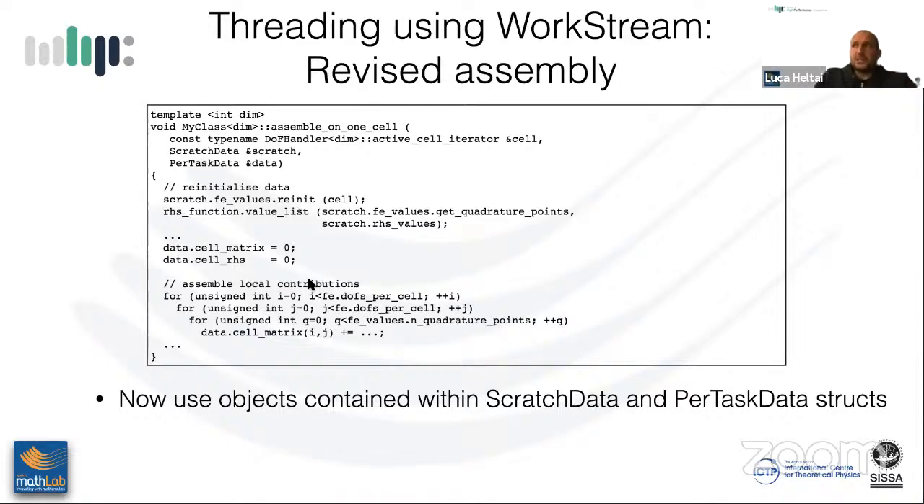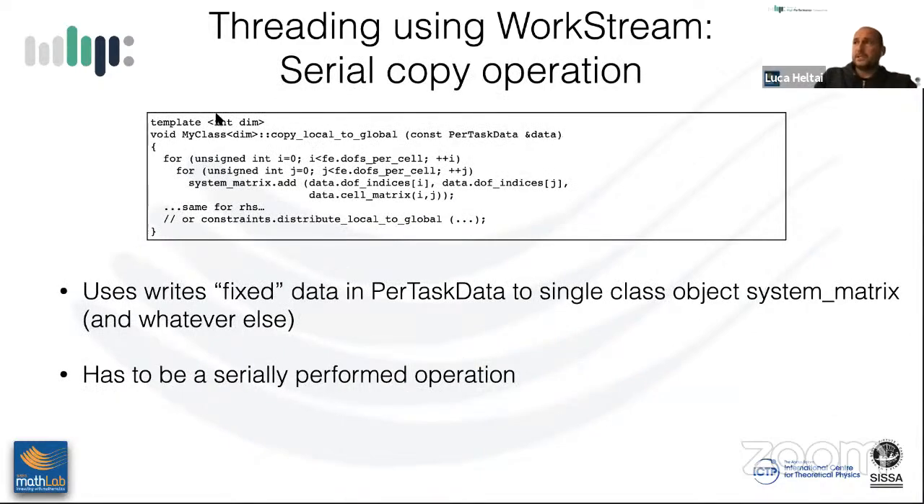And as soon as you finish this, the assembly is not finished. You still need to copy the local data to the global data. You can do this using, for example, constraints distribute_local_to_global. This is exactly the way that we will do it in our code. This simply takes the data that you've computed previously and copies it to the global data. So this writes the data to the single global object, called system matrix or whatever else you need, and it is a serial operation.